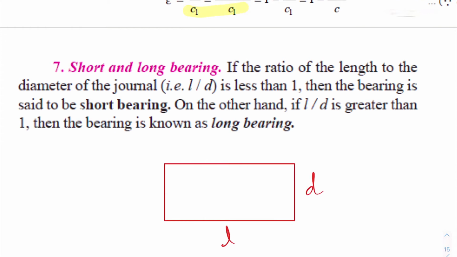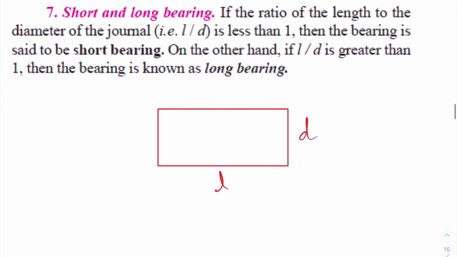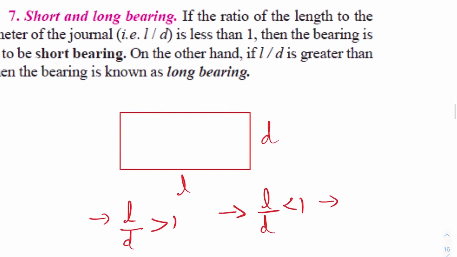So according to the definition, we have three categories. The first one, you know, is when the L by D ratio is greater than 1, and the second category is when the L by D ratio is less than 1. These are the two major categories, and the last one is the case other than this. It's obvious, you know, that L by D equals 1.